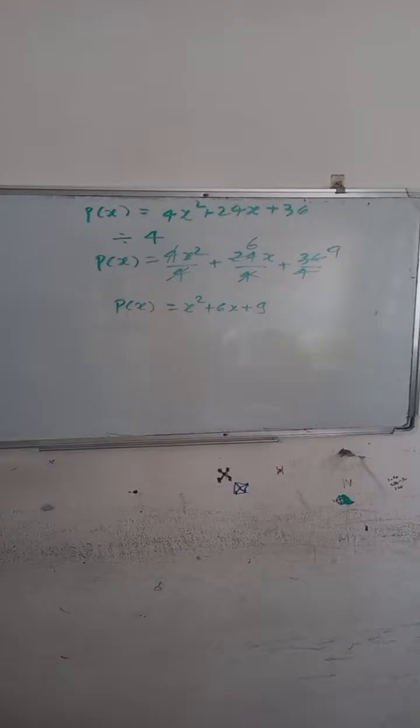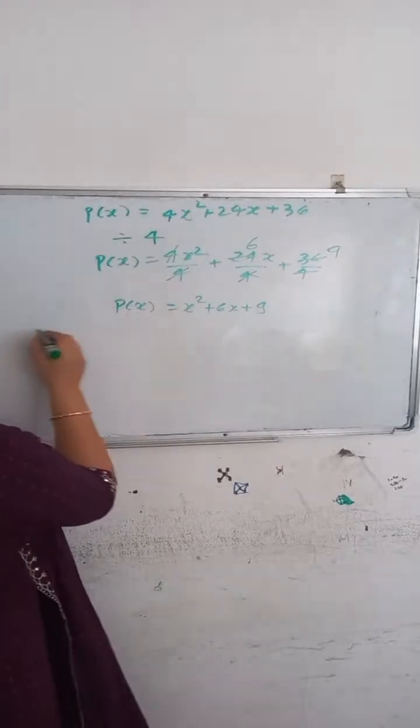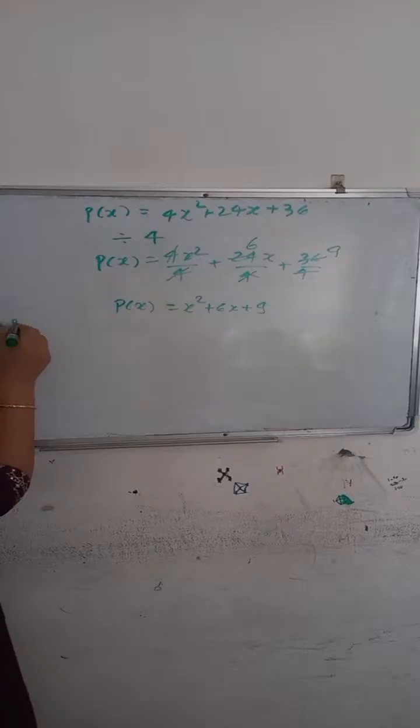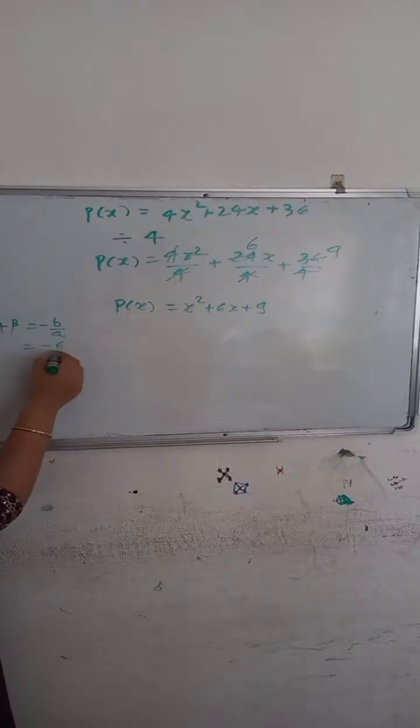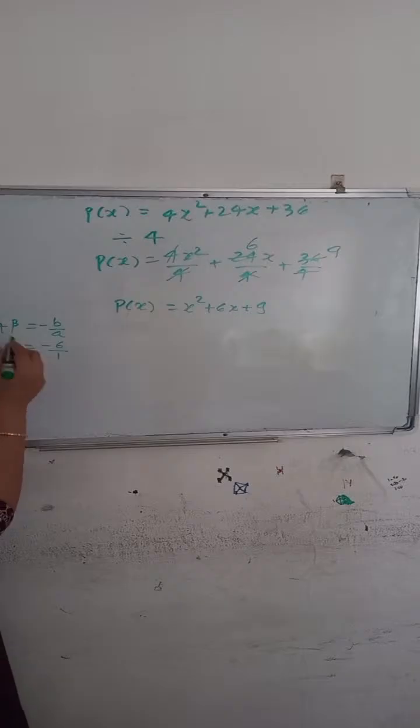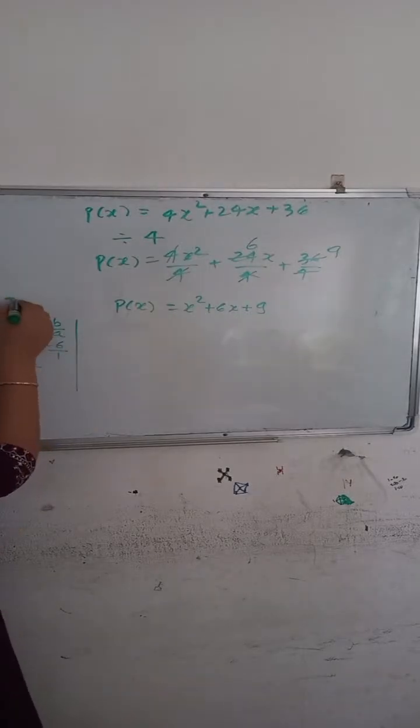They are asking us to verify. So first I will calculate alpha plus beta, that is minus b by a, and minus b is nothing but minus 6 by 1. And alpha beta is nothing but 9 by 1. So this is what one part I did.